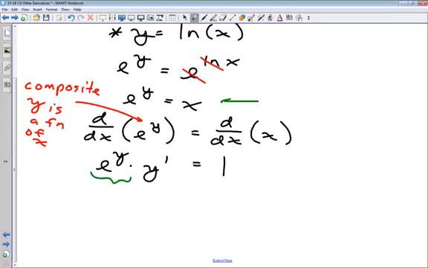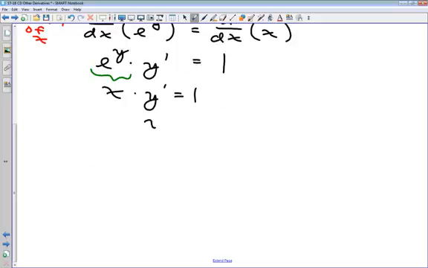Right here, we found that e to the y is actually equal to x. So we're going to replace that with x. So we have x times y primed equals 1. And then if we rearrange this for y primed, we have y primed is equal to 1 over x.